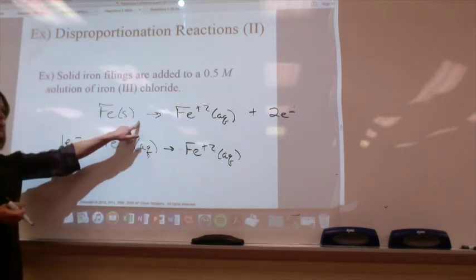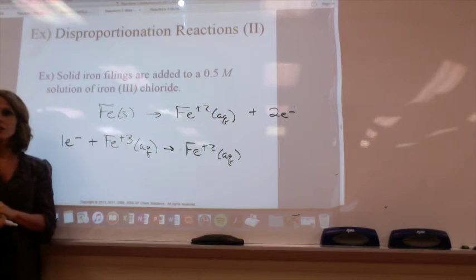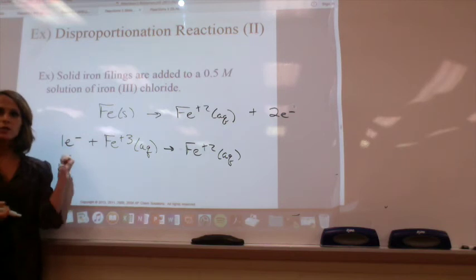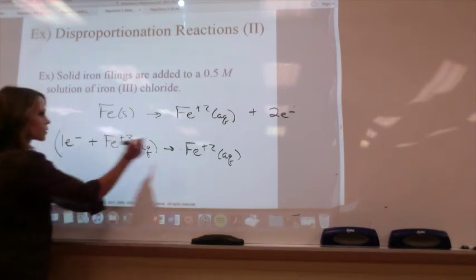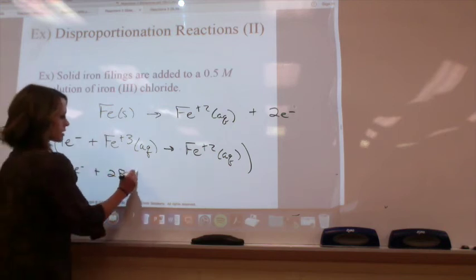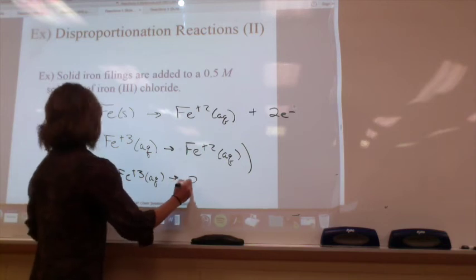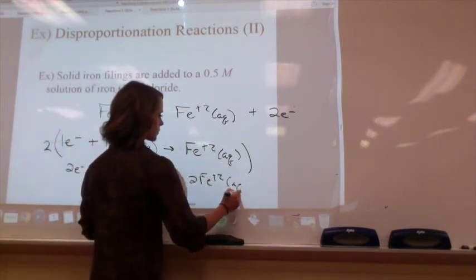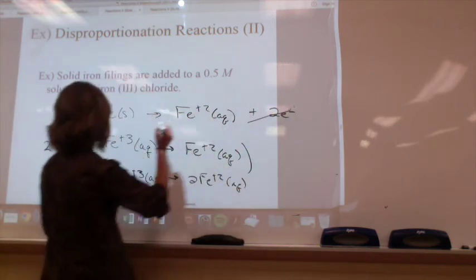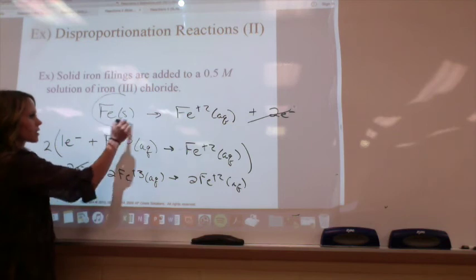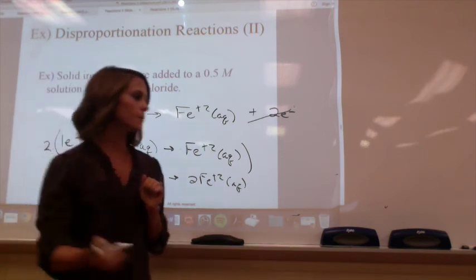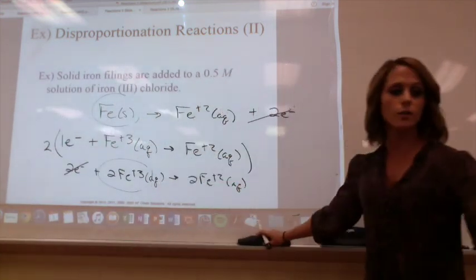So the first equation has how many electrons? 2. The second one has how many? 1. What do I do to the second one? Multiply this whole thing by 2. So that's 2 electrons plus 2 Fe+3 AQ yields 2 Fe+2 AQ. So your electrons can cancel. And now you're going to combine everything you see. You're going to combine all your pieces here. And then combine those. So go ahead and combine them. I'm going to erase, and you guys will have the answer.